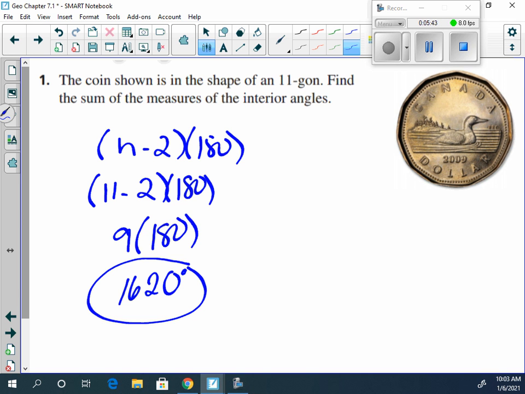Any questions on anything we've done so far? So far we're really just plugging in the number of sides into the equation, simplifying and getting our answer. And this works with any sided figure.